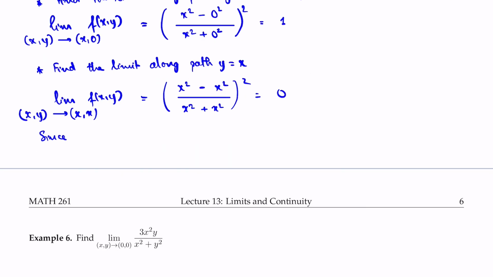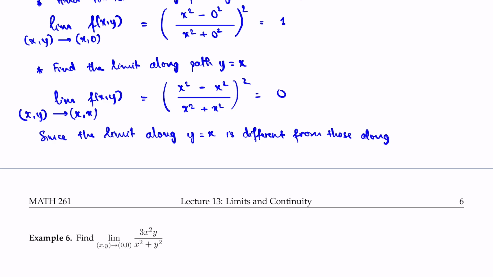So since the limit along the path y equal to x is different from those along x equal to 0 and y equal to 0, we conclude that the limit does not exist.